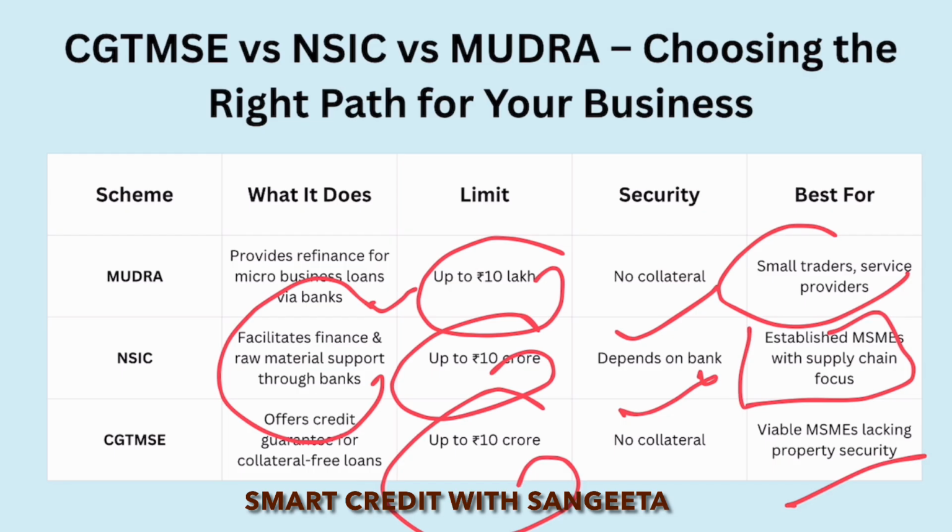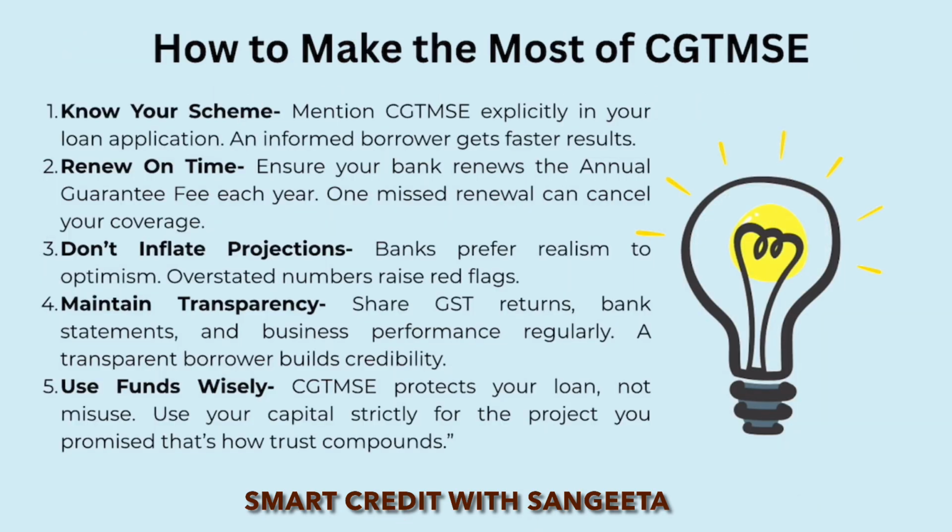So always remember, as already told, Mudra is for micro level startups and self-employed units. NSIC helps vendor registration, tender support and raw materials credit. And now our CGTMSE is the backbone for collateral-free business loans through banks and NBFCs. Now, if Mudra is the entry gate, CGTMSE is the highway, the route that takes you to real scalability. So, now you have understood all this.